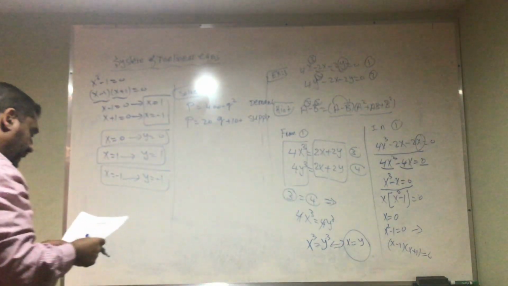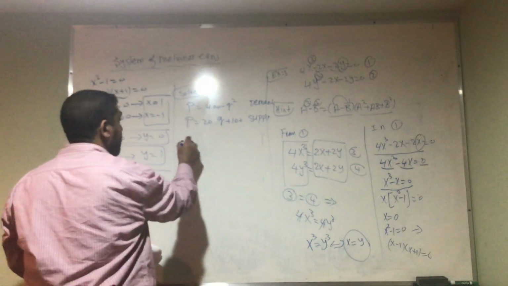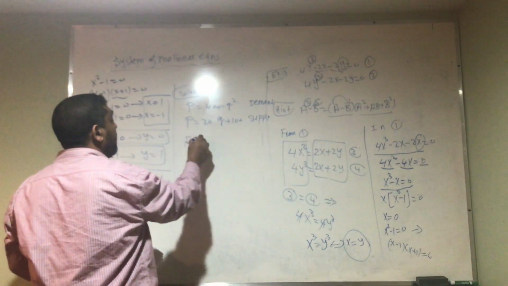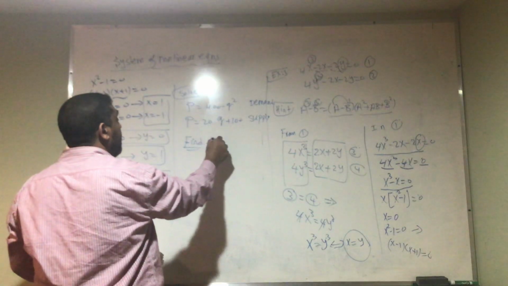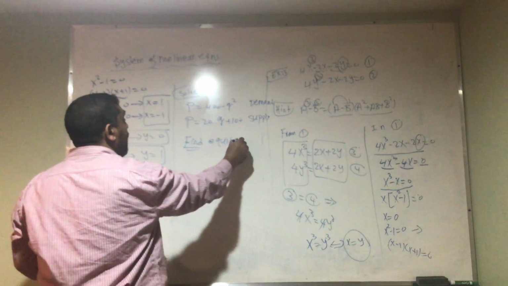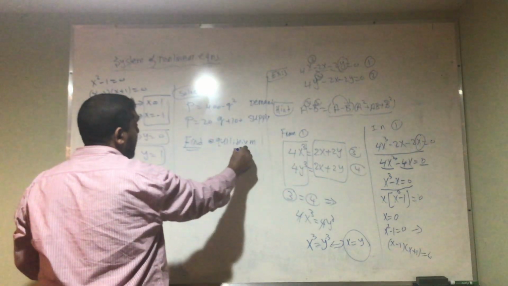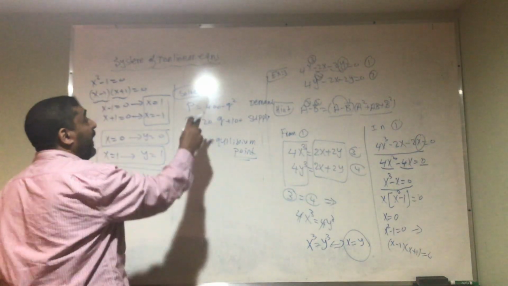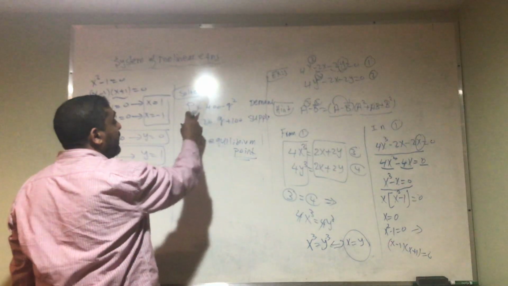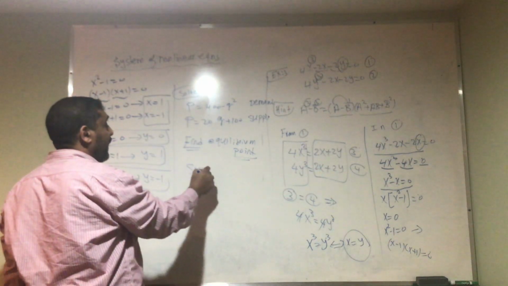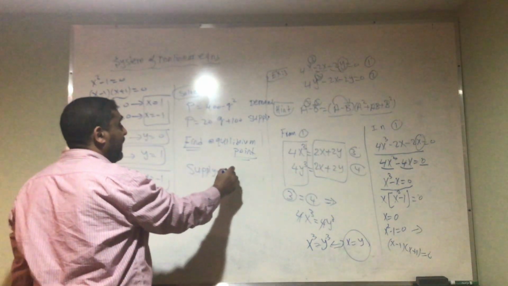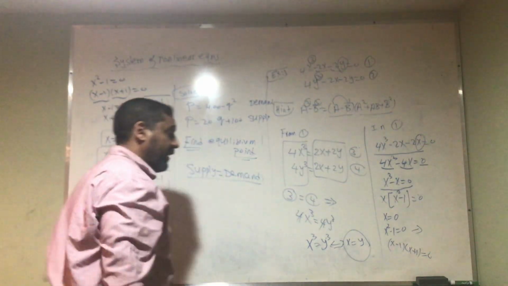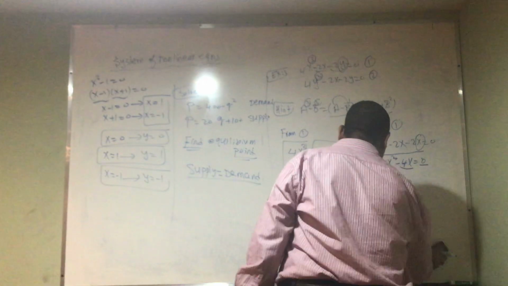And what is the question here? I need to find the equilibrium. These represent demand and supply. They ask you to find the equilibrium point. What is the equilibrium point? Equilibrium point means I have to get when the supply equals the demand. So the question here is I need to solve this system of nonlinear equations.